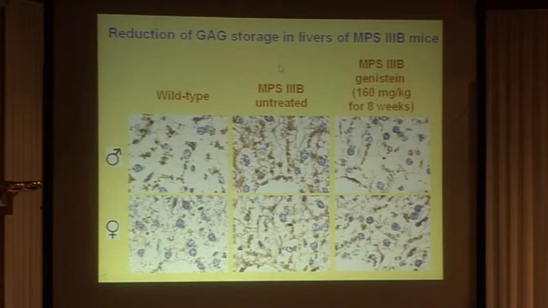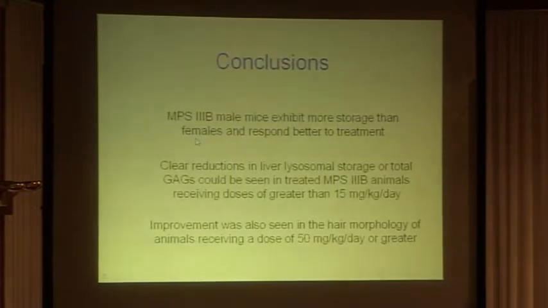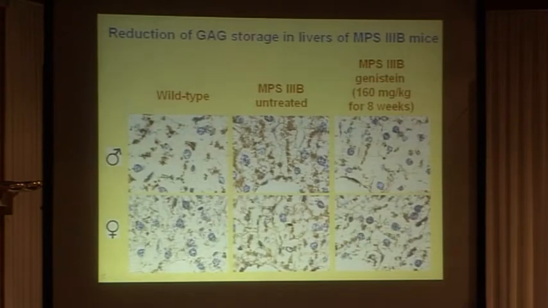These are several liver samples. So we can tell that this brown color means the storage material. The brown material is the GAGs stored in the liver. There is very little storage in the healthy mouse, which is the first slide. Here is an untreated mouse, so there is a lot of storage. It is a mouse that has not been treated with genistein, and there is a wide accumulation of GAGs.